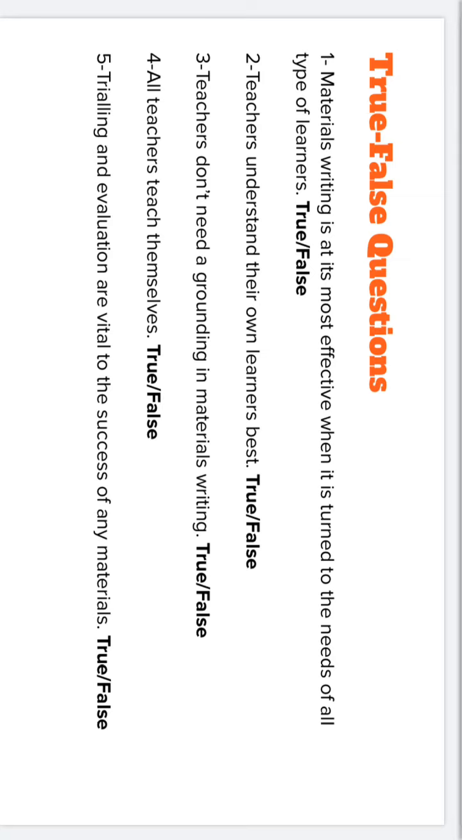In the third statement, it is said teachers don't need a grounding in materials writing. It's actually wrong. All teachers need a grounding in materials writing. In the fourth statement, we see all teachers teach themselves. This is right. When teachers teach their learners, they actually teach themselves too. In the final statement, we see trialing and evaluation are vital to the success of any materials, which we mentioned previously, and this is right.